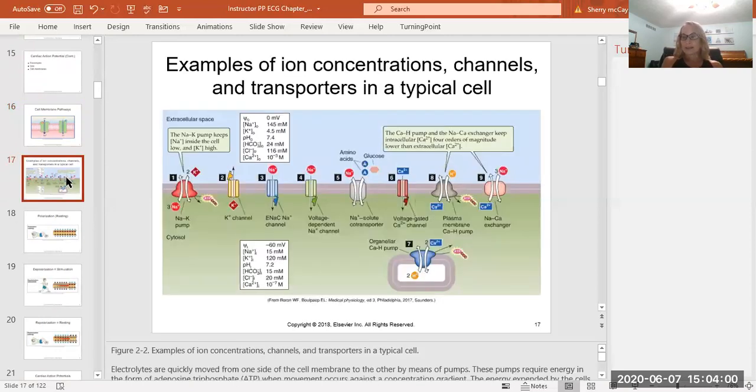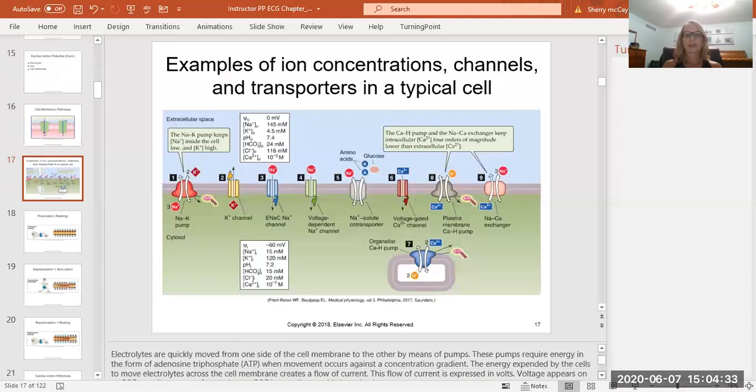This looks like a lot, doesn't it? I think in your book you've got that on page 31, so you can spend a little more time and look at this, but here are some examples of ion concentrations, different channels, and different transporters in a typical cell. Okay, so you've got your sodium and potassium pump over here. You've got potassium channels. So again, these are just all sorts of different pathways.